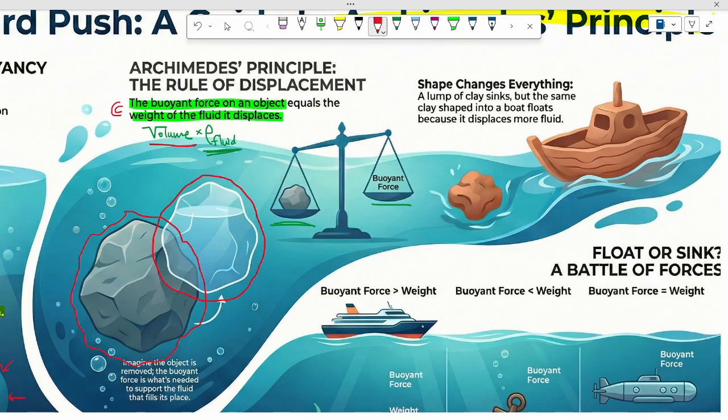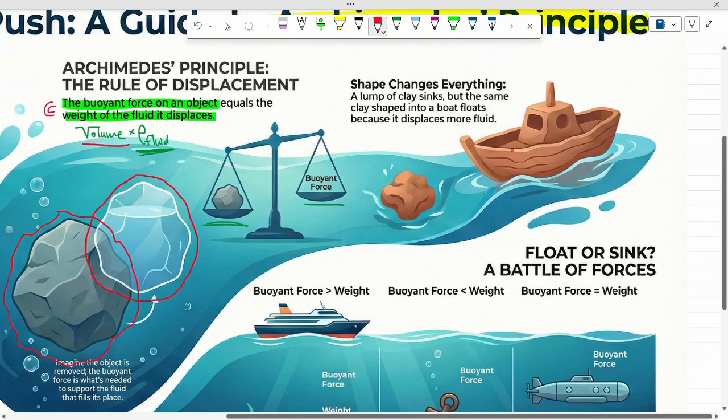It would float. Your textbook talks about specific gravity that's tied to this concept. You can take a look at that. For the rest of this infographic, as it says here, shape changes everything.